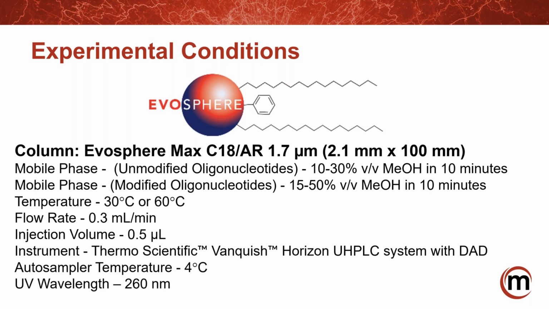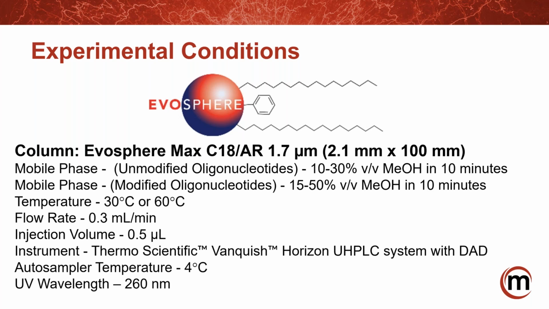We wanted to get the most out of the column, so we chose a 1.7 micron. We chose 2.1 because the development was being done on an LC, but we want to make sure that we can then transfer this method to an LCMS system and really start picking apart the differences in the oligos.